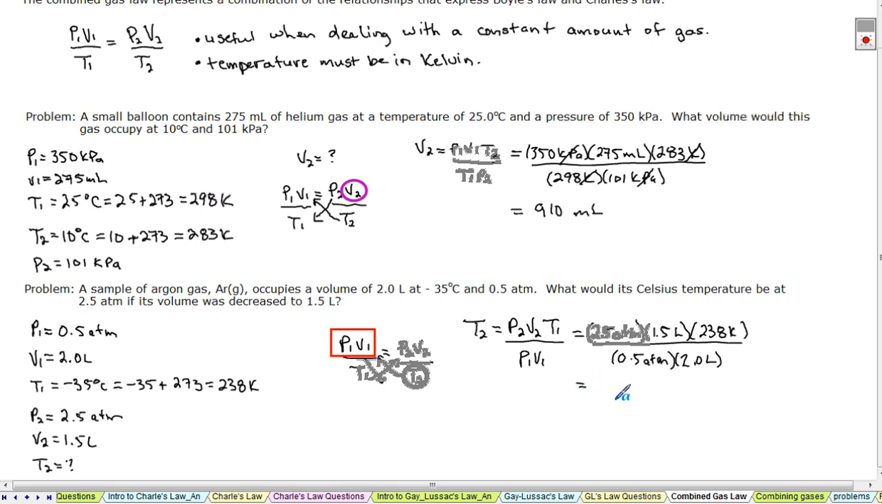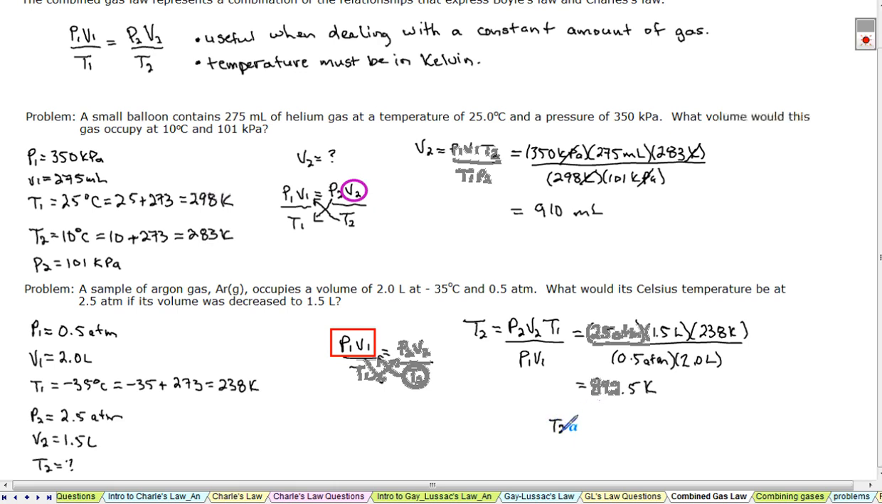Okay, now the fun part comes. Bust out the calculator and see what we get. 2.5 times 1.5 times 238. And we're going to divide that by 0.5 times 2.0. And we get 892.5 Kelvin. Okay, so the final temperature, though, they said they want it in degrees Celsius.